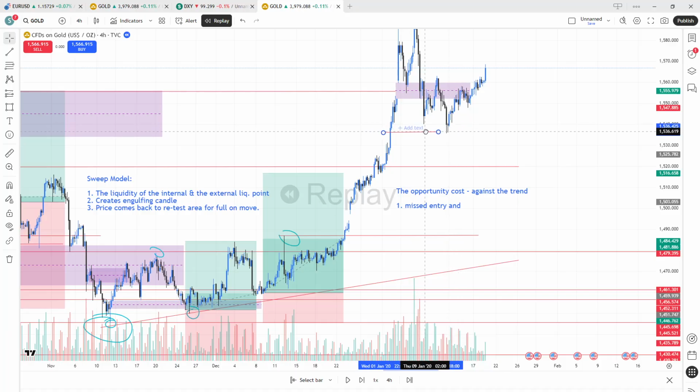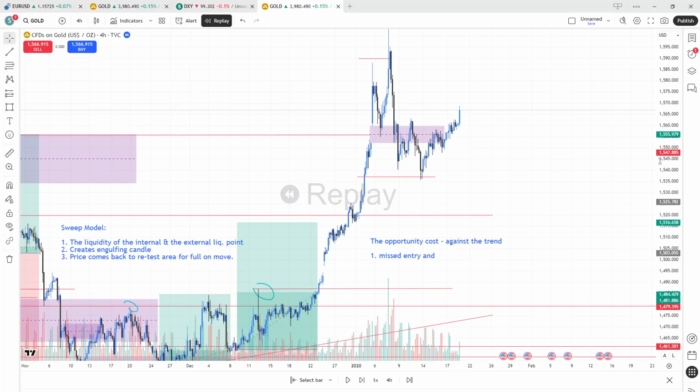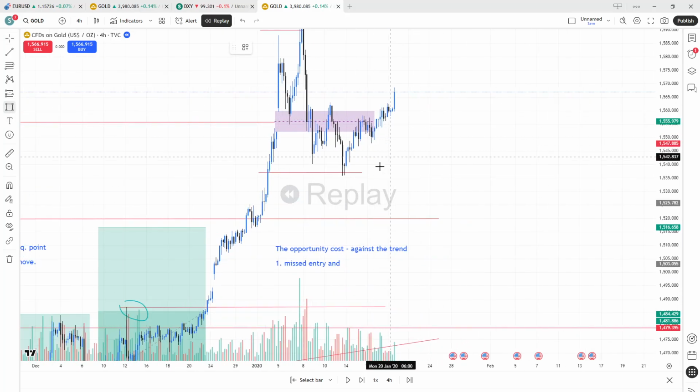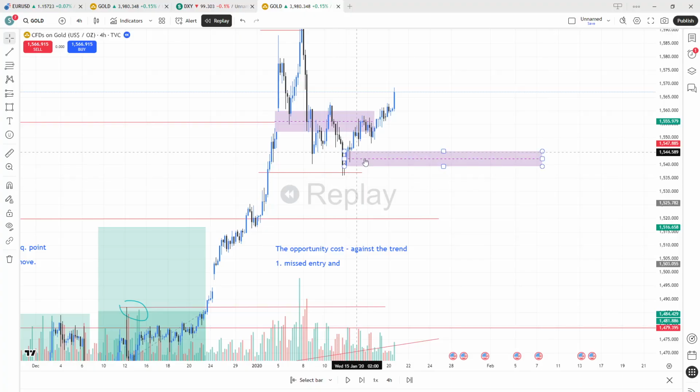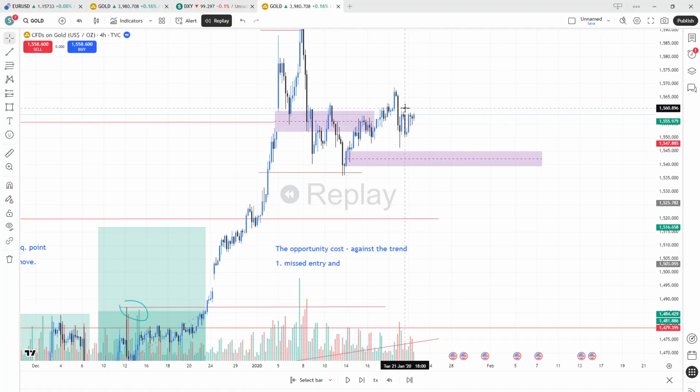So again, what is this sweep model right here? This high, this low before that move. So this is a sweep model, right? The internal and the external sweep, giving us this engulfing, right? So this is the engulfing. There was a retest, right? Immediately after that, there was a retest for that continuation. Right here would be a good sell scenario, right? Pullback.